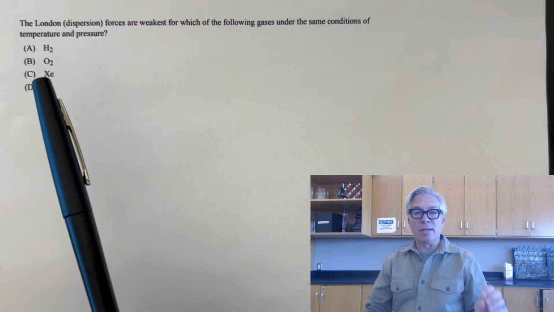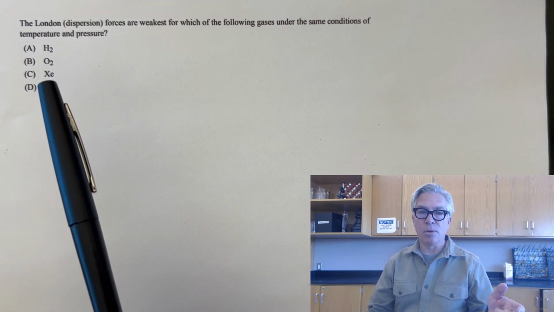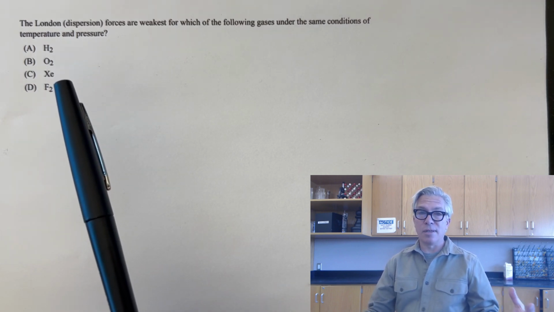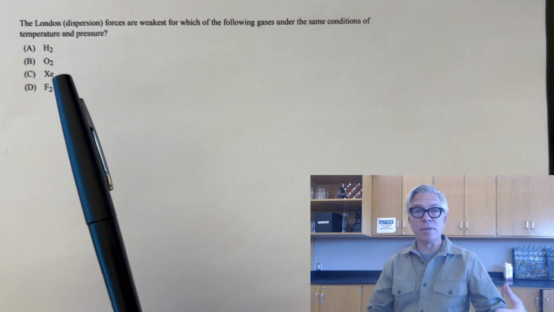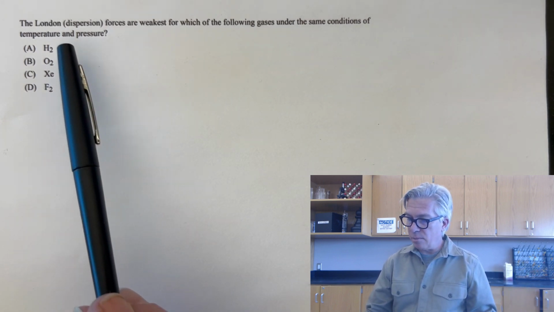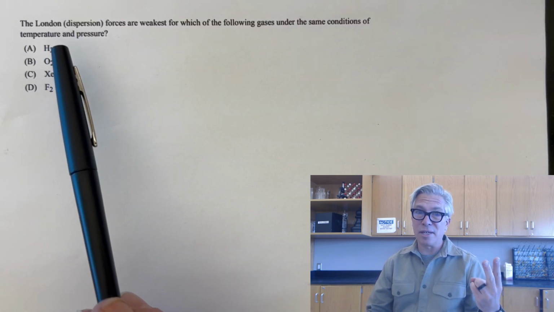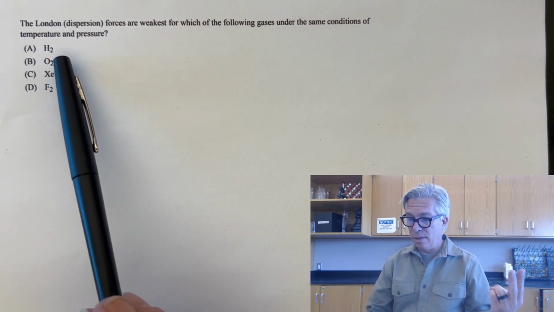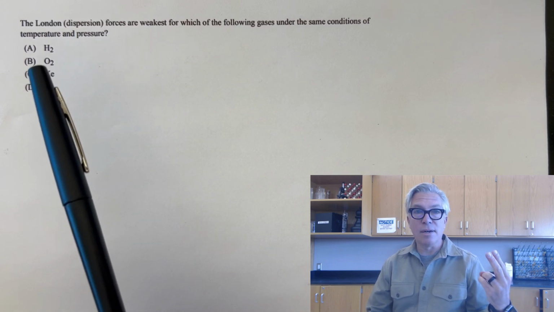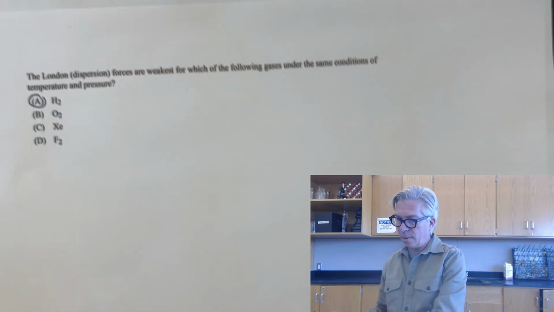The thing to remember is that London dispersion forces are weakest for the nonpolar ones with the fewest number of electrons. The more electrons you have, the stronger the London dispersion force is because the electron cloud can become more polarizable and lopsided. And so I'm looking down here, so I'm thinking about atomic masses. Hydrogen is the lightest element, and it's only got 2 electrons per molecule. The rest of these have 16, 18, and xenon has a whole bunch. And so I'm going to go with hydrogen on this one. All right.